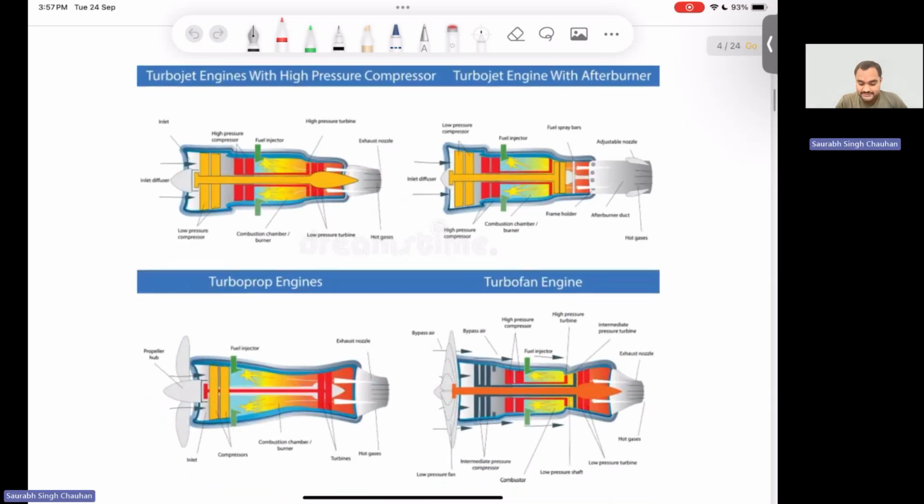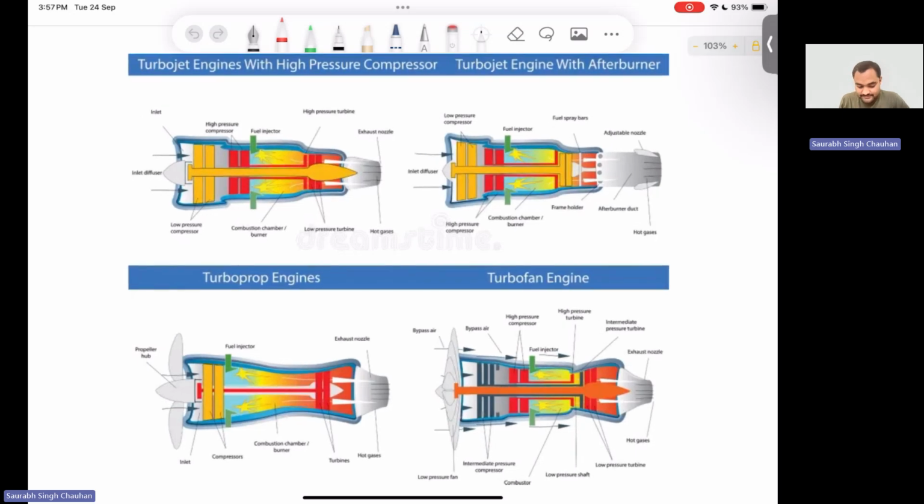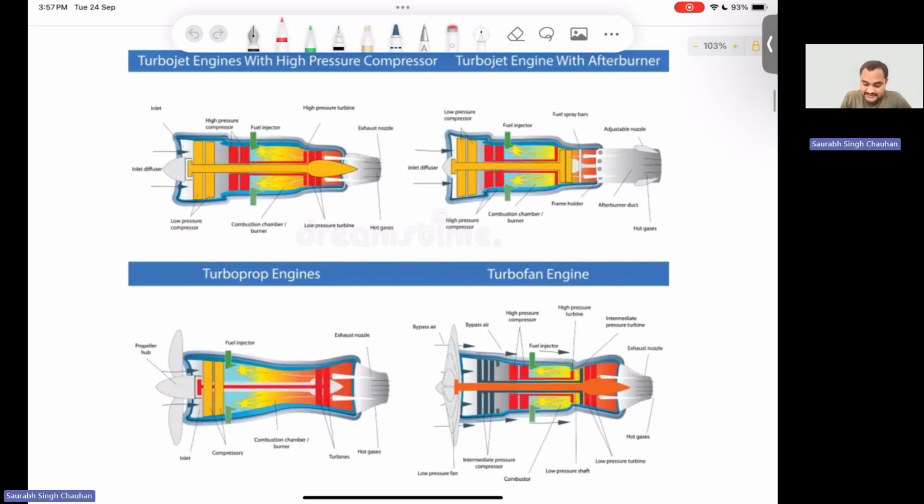Here are those types. You can see different components here. For example, this first one is the turbojet engine. In a turbojet, first of all there is a diffuser. Then after the diffuser, some usual components, and at the end there will be a nozzle, so you will get thrust. In a turbojet, there is no propeller or fan.